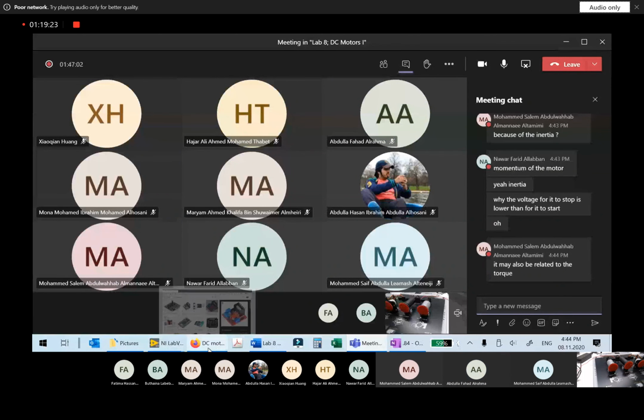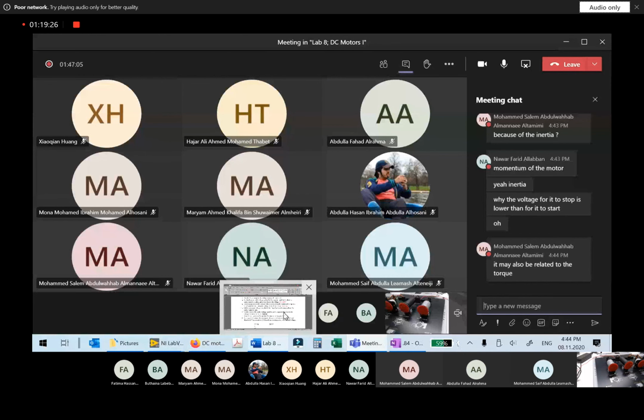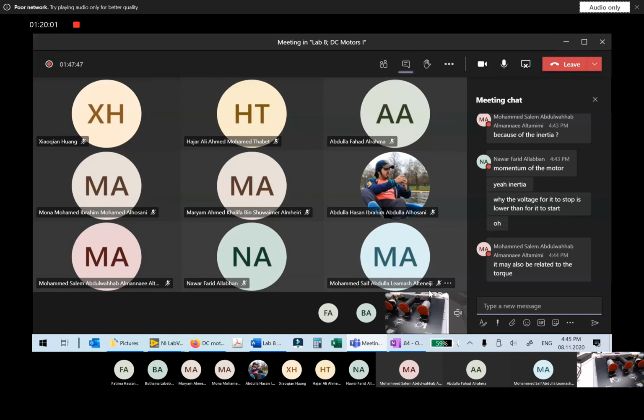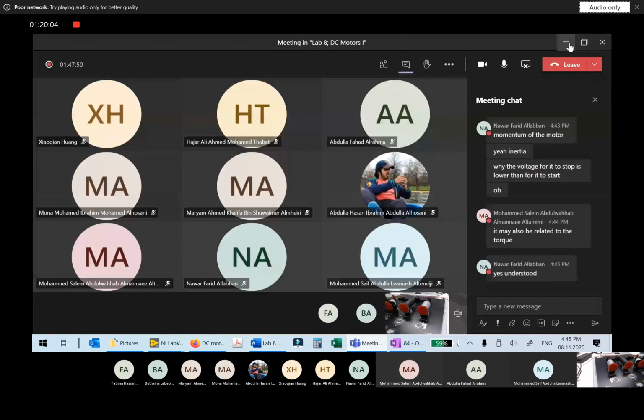So evidently here, when I was increasing the voltage, the motor had to overcome a static friction. So I had to go to 0.56 volts to overcome this static friction. But now when I started from 1 volt and started to decrease, I had to go down to 0.44 volts for the dynamic friction to stop the motor. So this is why they are different. Okay, do you understand the answer?